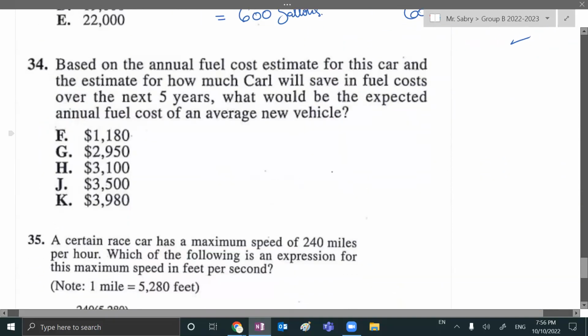Every year you're supposed to pay $2,400 for fuel. That's what they said. And they said that this is over the term of 5 years, so I'll multiply this by 5.